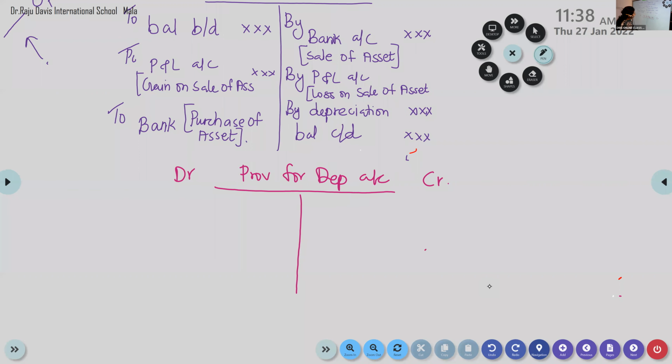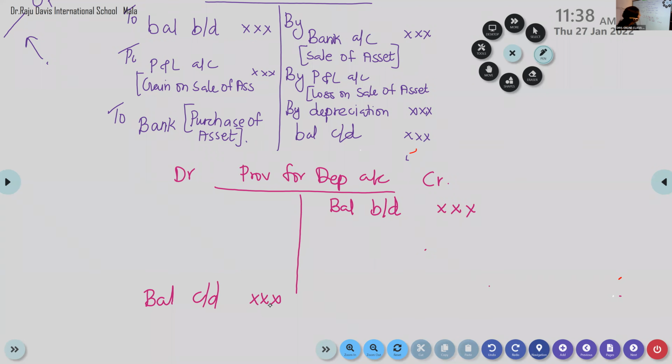For provision for depreciation, we always have a credit balance. So the opening balance, the balance BD, you will show it on the credit side. And the balance CD will be on the debit side.